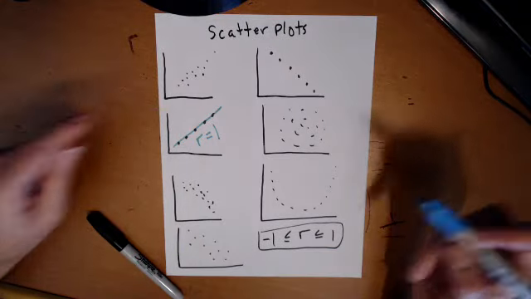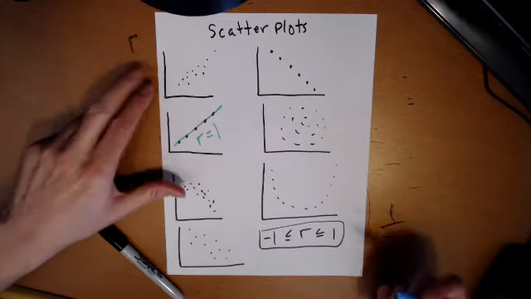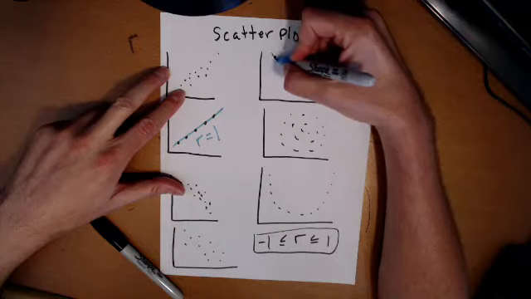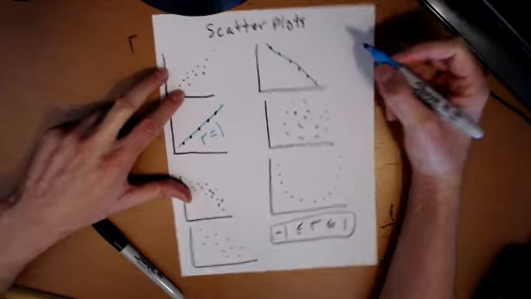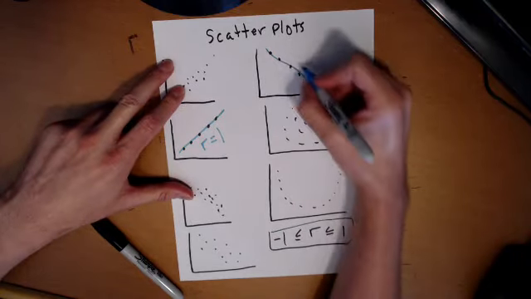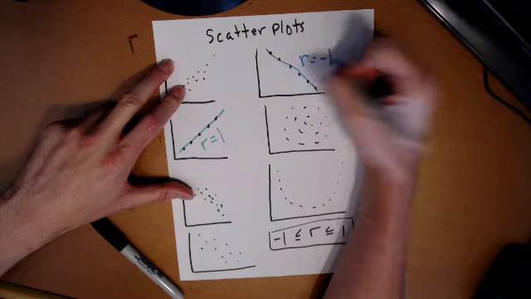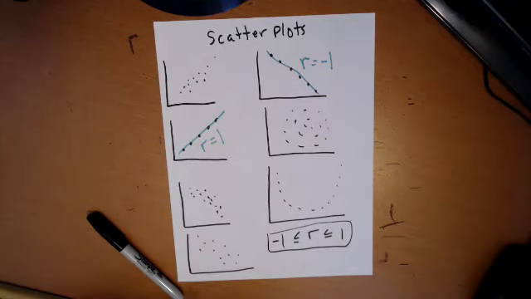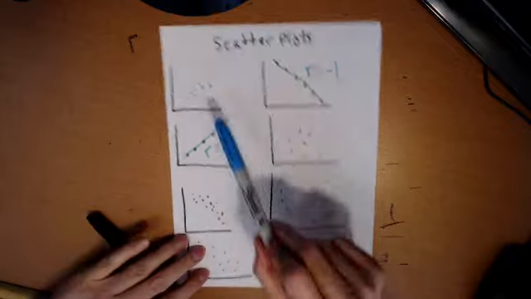Okay, so this picture right here, it's perfect. The line goes through every dot perfectly, but it has a negative slope, so the correlation r would be -1. Okay, it's making sense. Let's look at this picture right here.